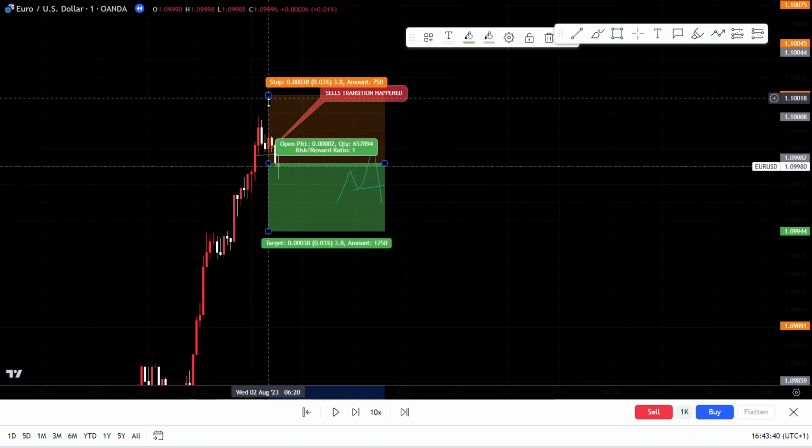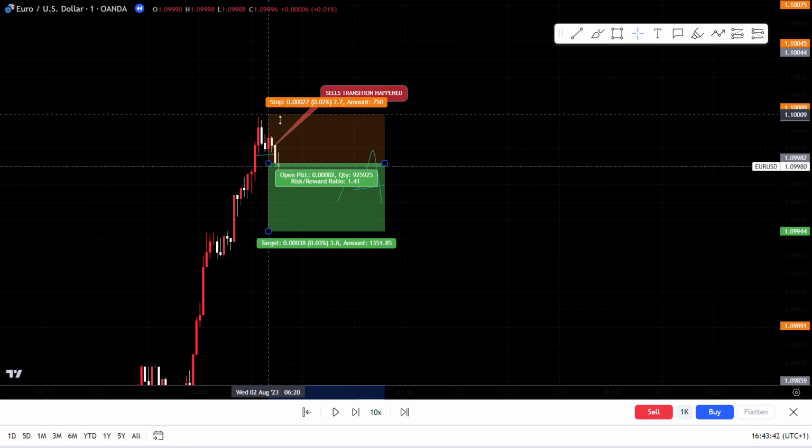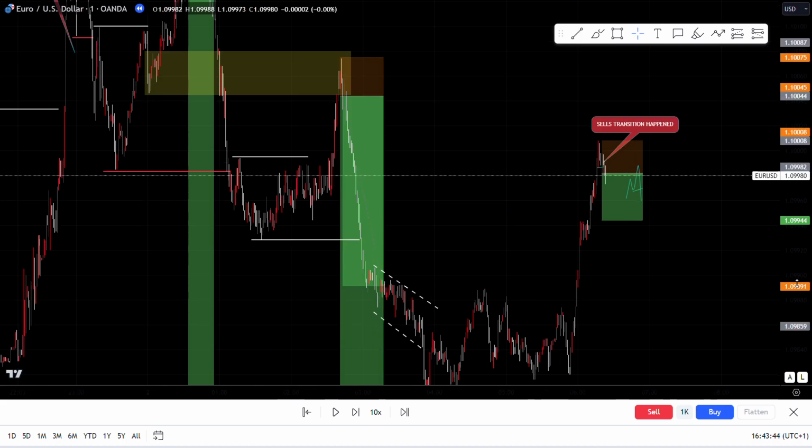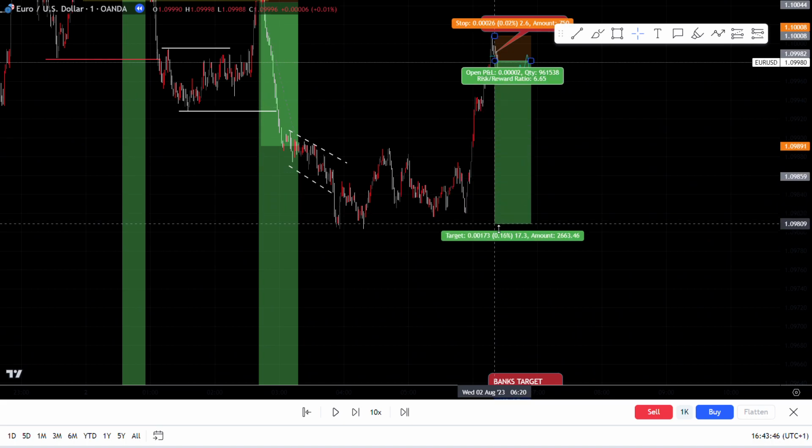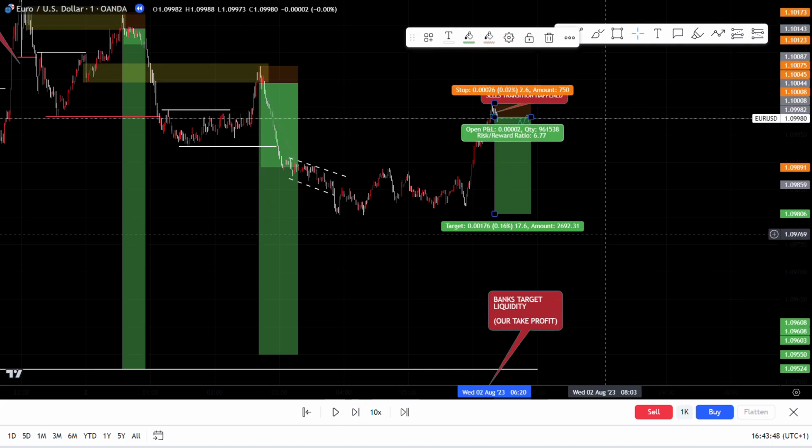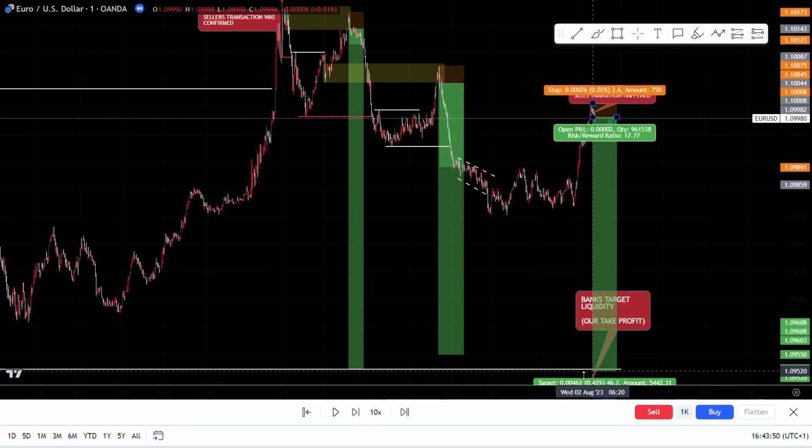I will sell the market here with stop loss above these highs. 2.5 stop loss makes sense. Same target, this liquidity.